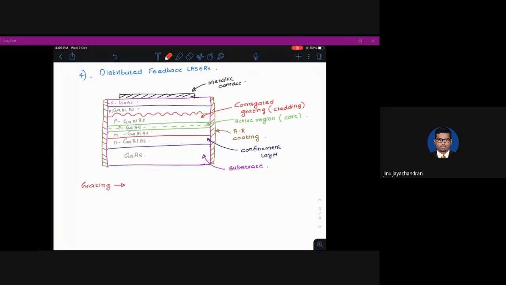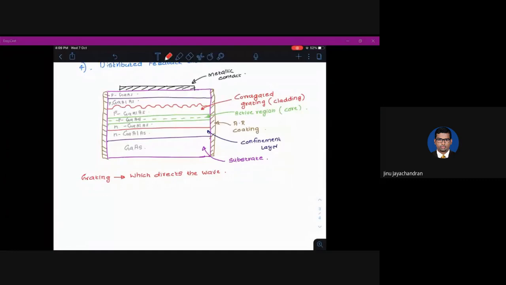A grating is something which directs the light wave, basically. Sometimes the grating will give total internal reflection, directing the wave to totally reflect. Or sometimes the grating will allow reflection of only one particular polarized light, etc. So a grating is something which always directs the wave. It can be reflective, transmittive, etc.